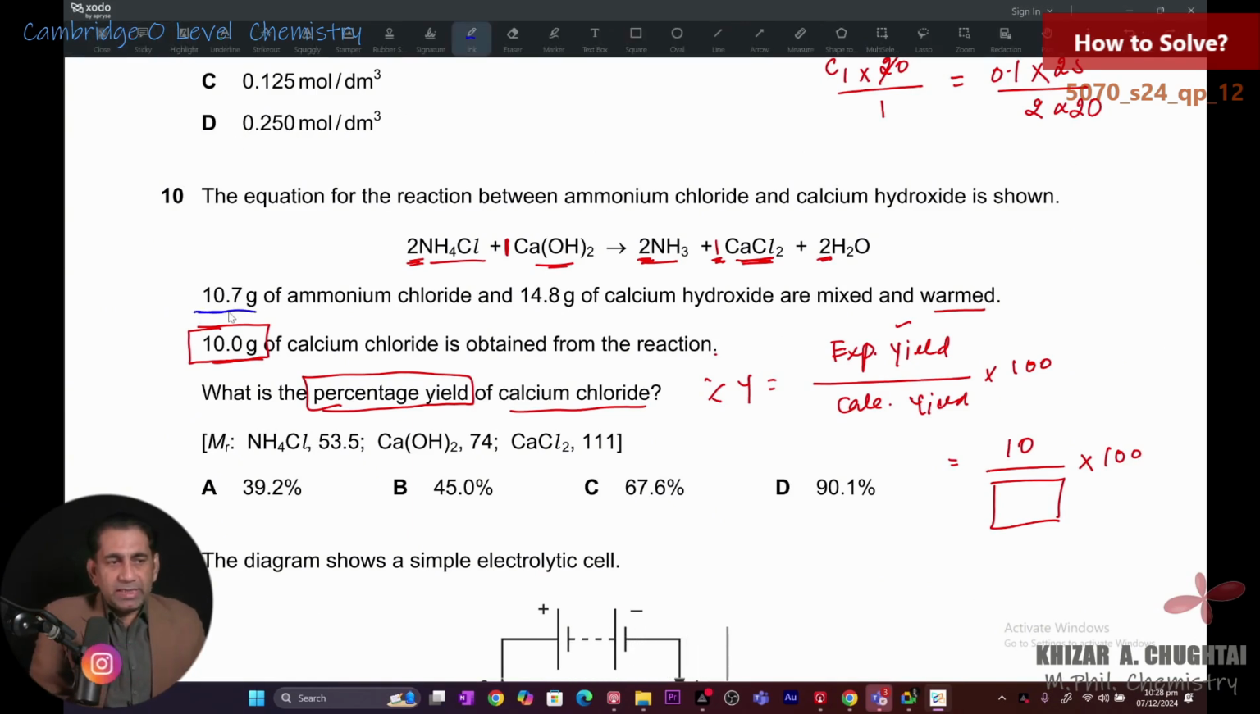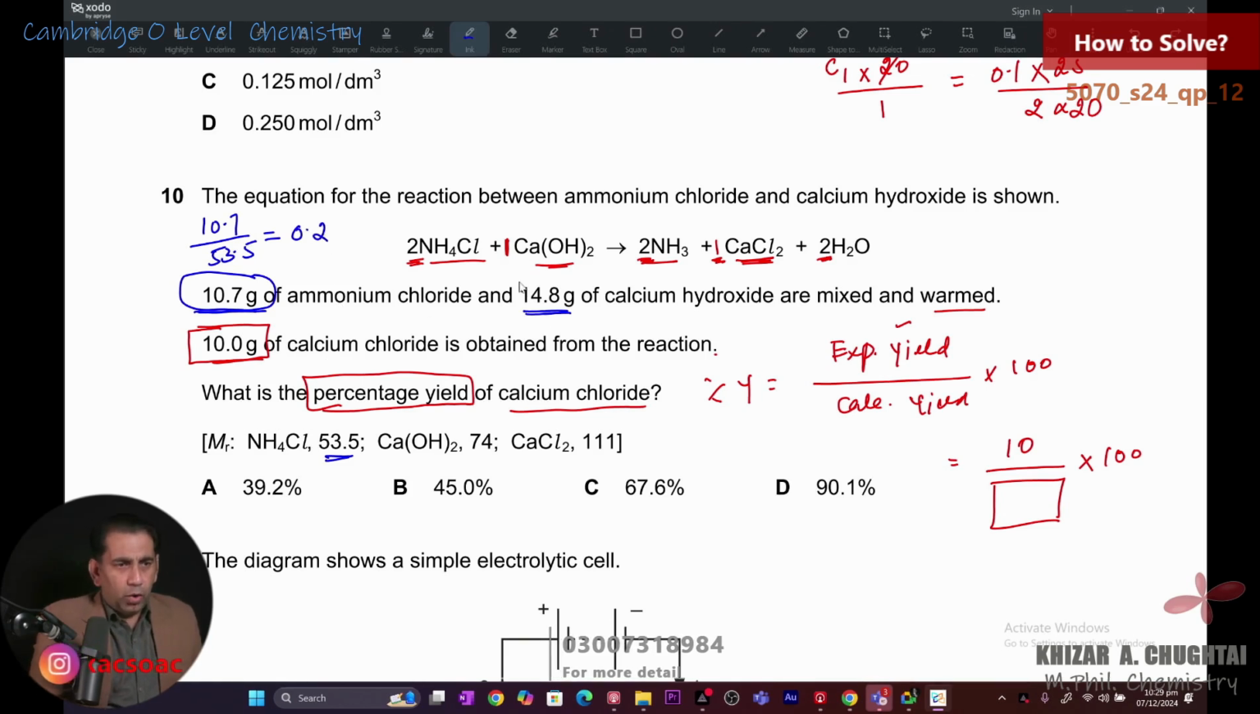Number one, 10.7 gram of ammonium chloride and 14.8 gram of calcium hydroxide are mixed. I'm going to change this gram into moles. So 10.7 divided by 53.5 gram per molar mass is equal to the mole of ammonium chloride. The answer is 0.2 mole. Now I'm going to find the mole of calcium hydroxide. 14.8 divided by the mass of calcium hydroxide, which is 74. Yes, its answer is also equal to 0.2 mole. So both reactants have the same moles.